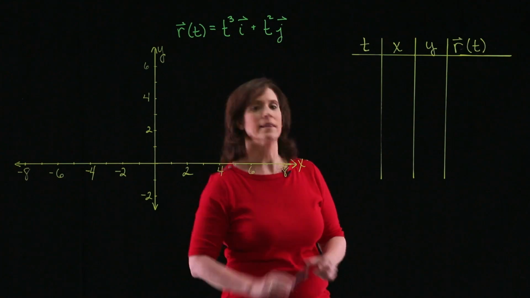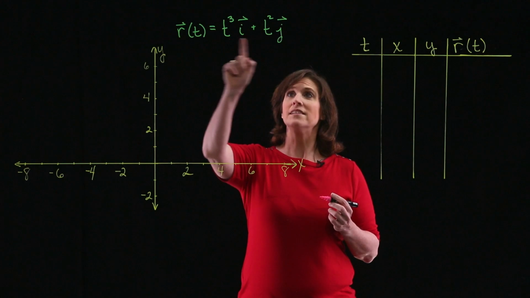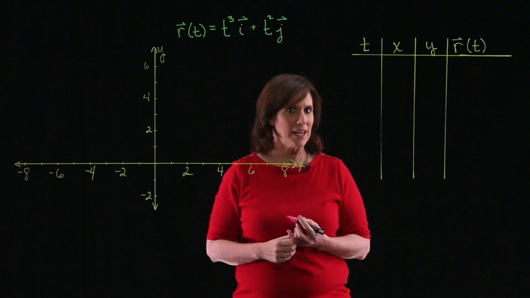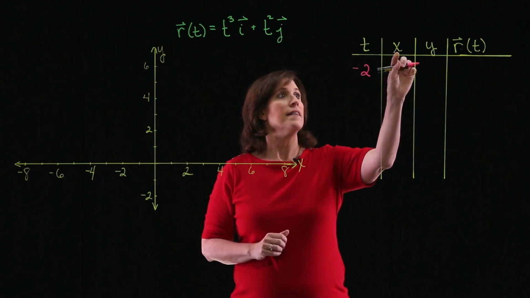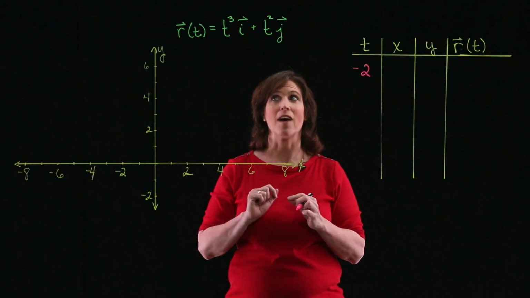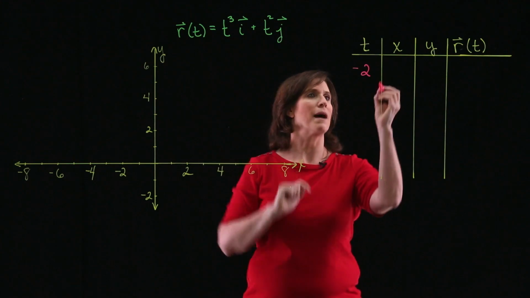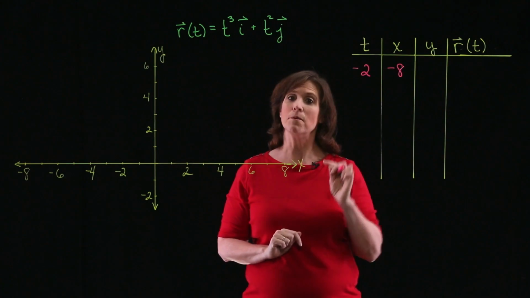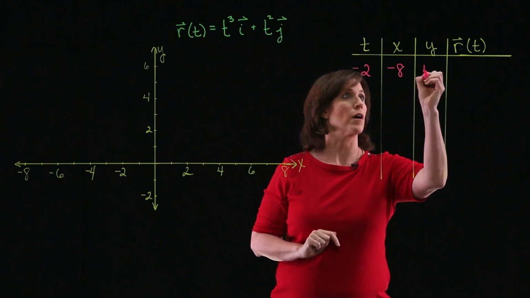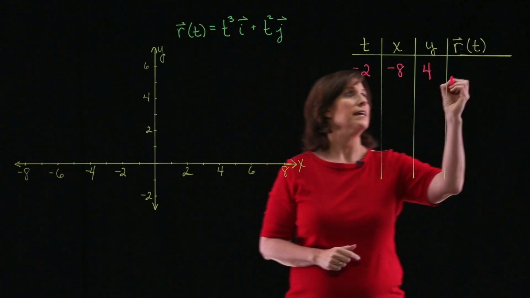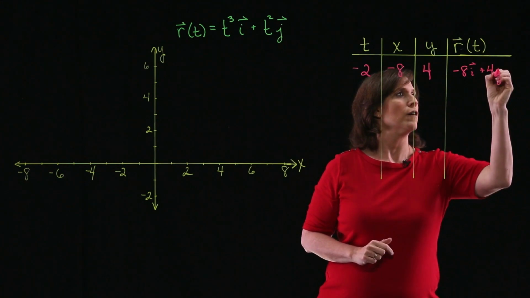So let's start with a variety of values for t. Because the domain of my function is all real numbers, you can really choose any value that you like. So let's just start with t equals -2. The x component, or the component that goes along with my vector i, is the t cubed. So -2 cubed is -8. The y component is the component that goes with the vector j, and -2 squared in this case is 4. So the vector that I've created is -8i plus 4j.